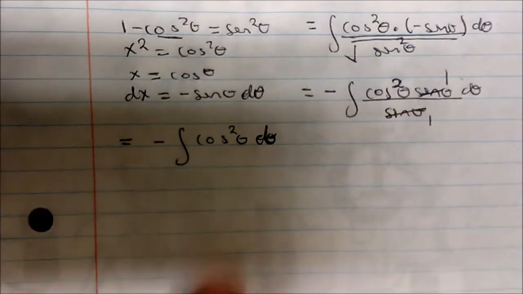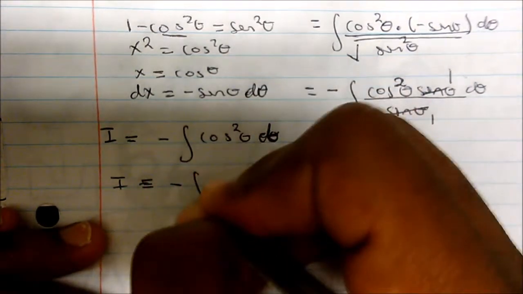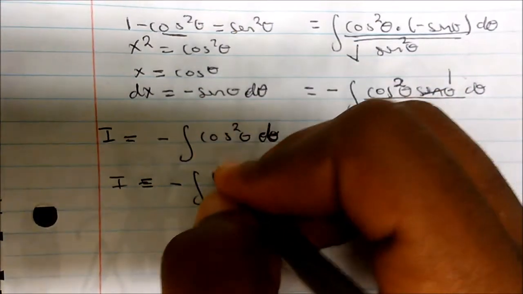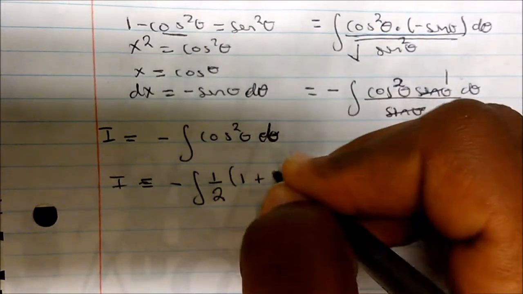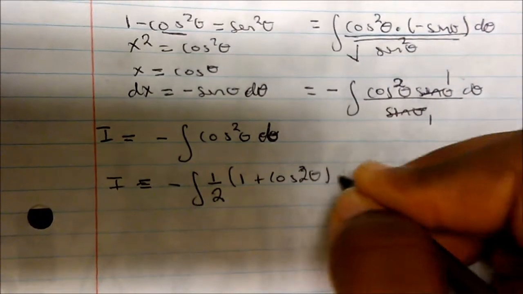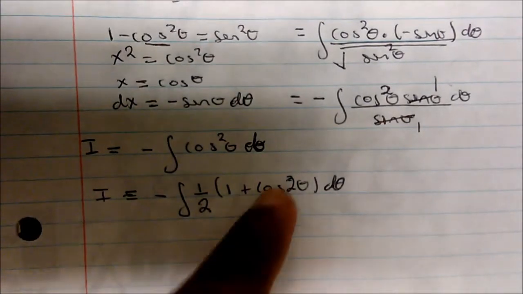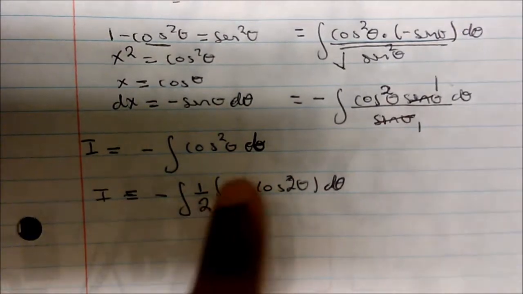Okay, so this is all our integral comes down to. In this case, we know how to integrate cosine squared of theta. We use its double angle formula. So this becomes negative the integral of 1/2 times 1 plus cosine 2 theta d theta. And again, how do we get this? This is the double angle formula: cosine squared of theta is 1 plus cosine 2 theta divided by 2.